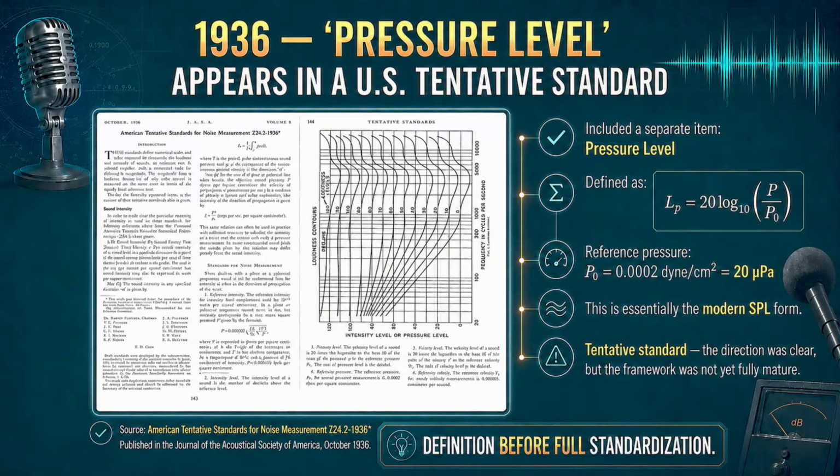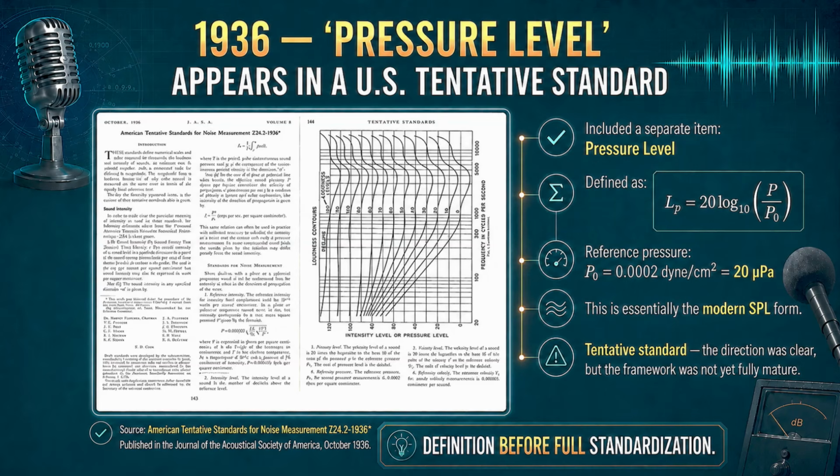Three years later, something very significant happened. In October 1936, the Journal of the Acoustical Society of America published the American Tentative Standards for Noise Measurement, Z24.2, 1936. In this document, alongside sound intensity and intensity level, there is a separate item called pressure level. And its definition is remarkably familiar. Pressure level is defined as L_P equals 20 times the base 10 logarithm of P divided by P naught.